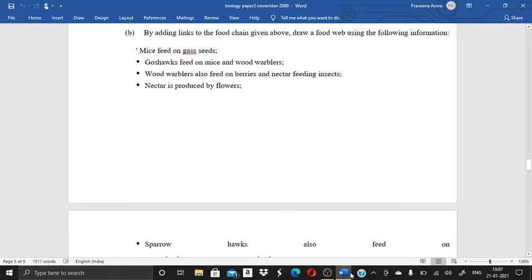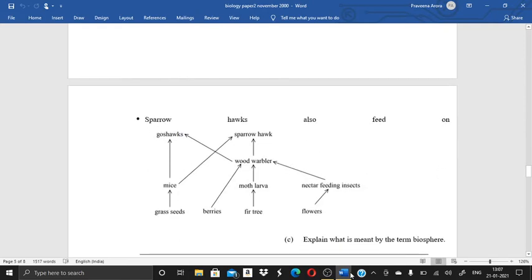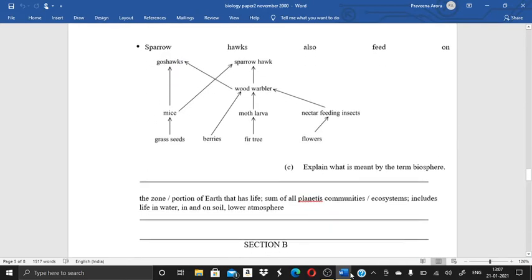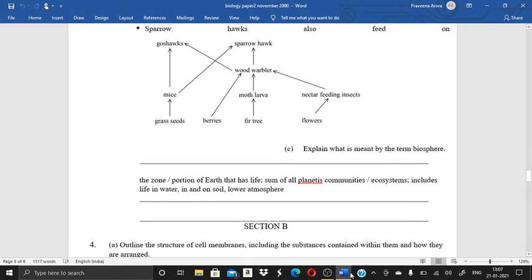Mice feed on grass seeds. Goshawks feed on mice and wood warblers. Wood warblers also feed on berries. Nectar is produced by flowers. So over here, I have given you the food web. You can just check it out over here.